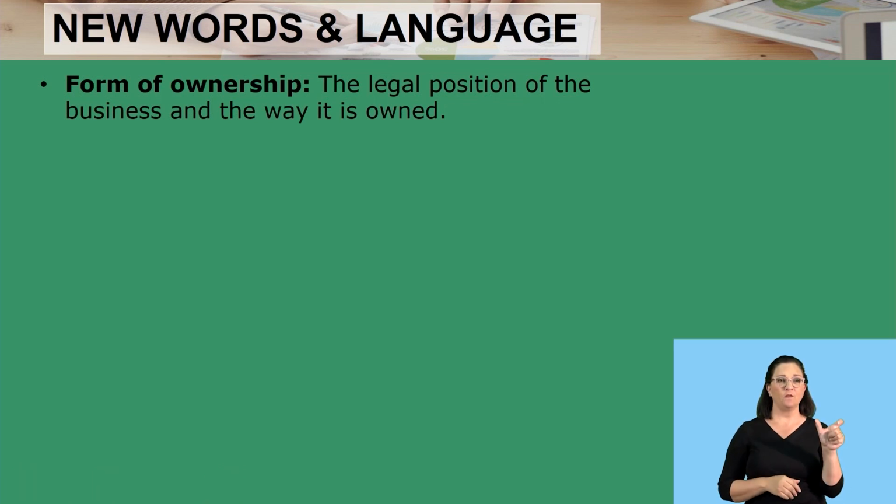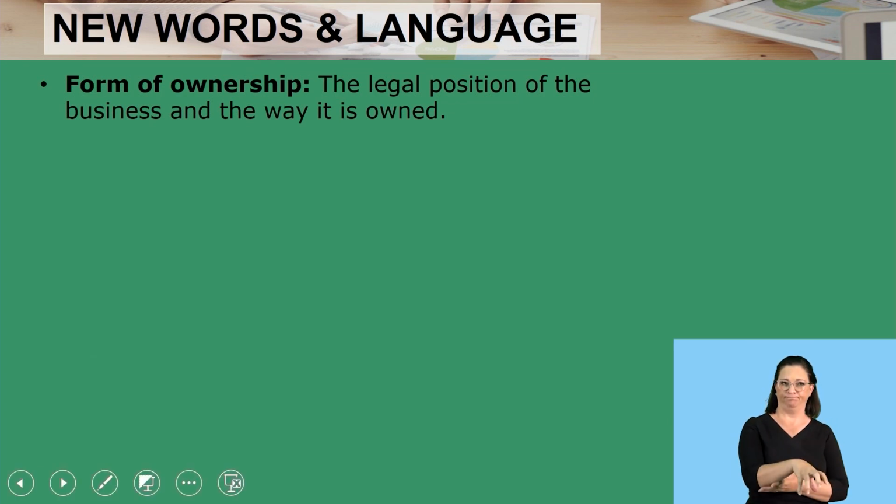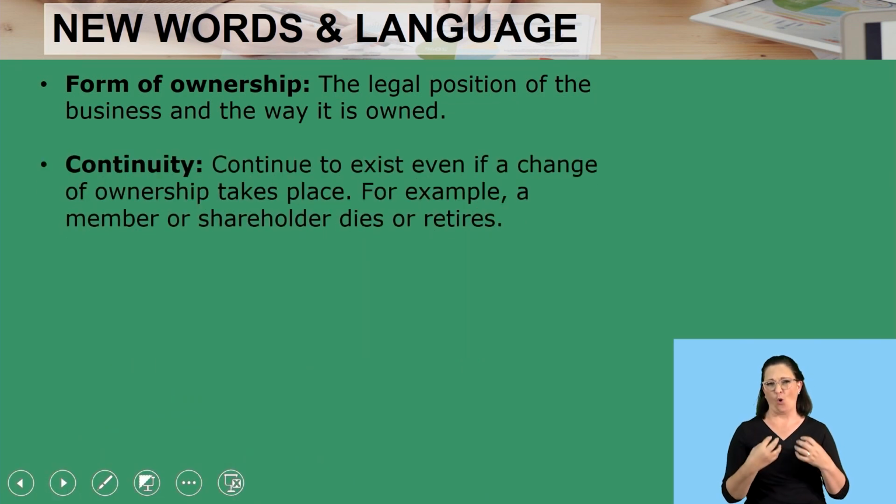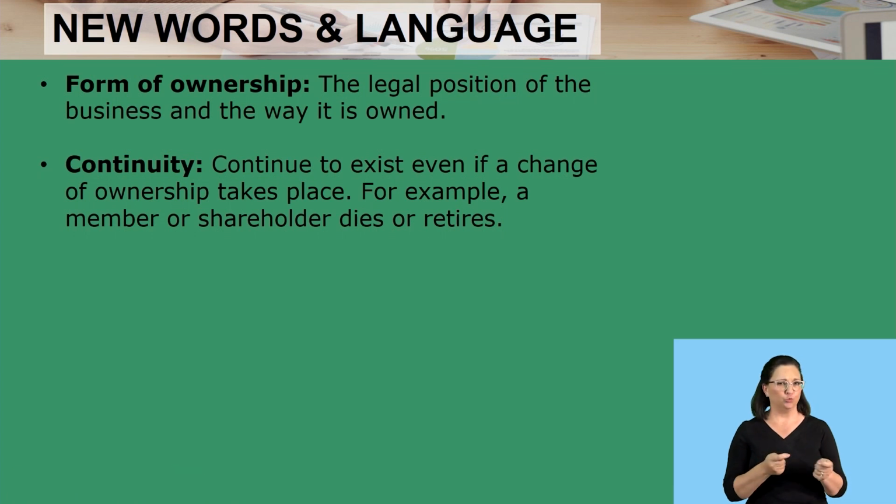As we proceed, new words and language for this topic: you should understand what we mean by the term form of ownership. This is the legal position of the business and the way it is owned, and obviously the way it is controlled as well. Then we have a term called continuity, which refers to the idea of continuing to exist, meaning the business will continue to exist even if a change of ownership takes place.